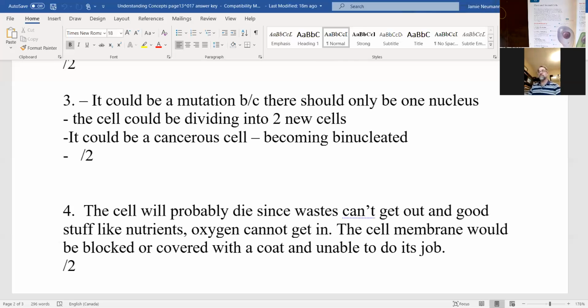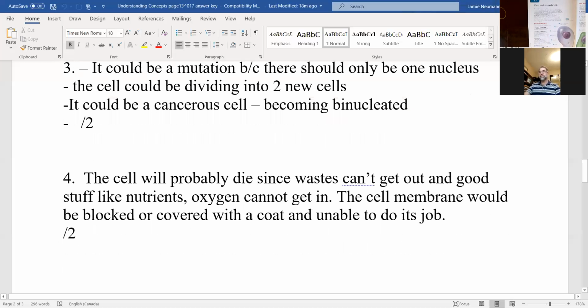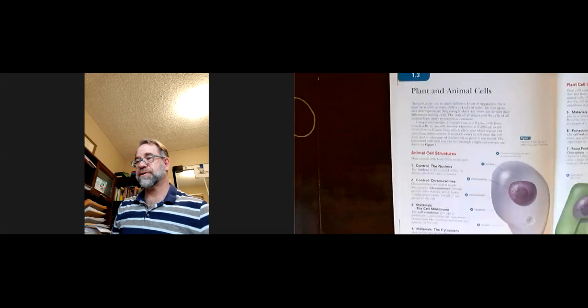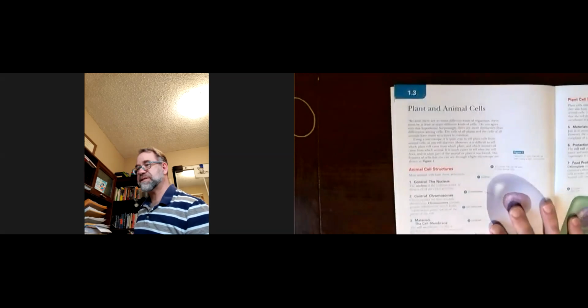And then question number 4: if a cell was coated with a plastic kind of coating, it would keep the cell membrane from being able to do its job. So basically all the wastes would build up inside the cell, and the nutrients and oxygen would not be able to get into the cell. So there's your answer key for the questions from this section.